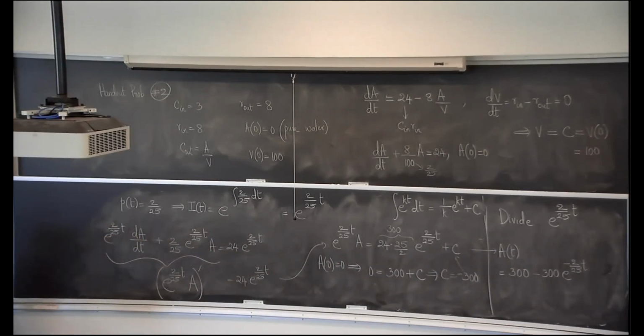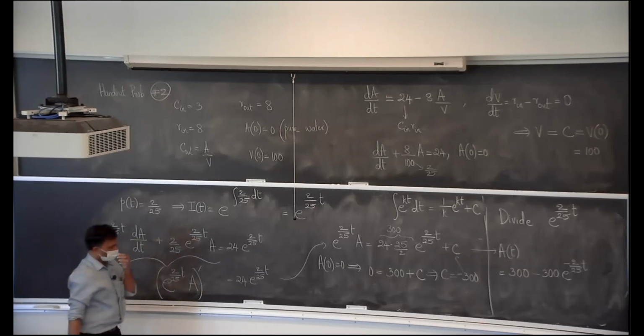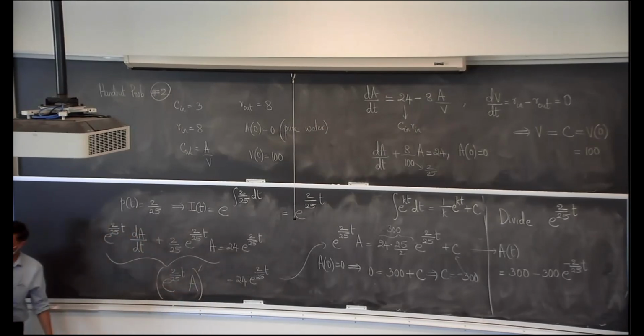So that is not too bad, because you had some special cases there. First of all, R in was equal to R out, and A of 0 was 0. The combination worked out nicely compared to example number 1. Any questions on this?